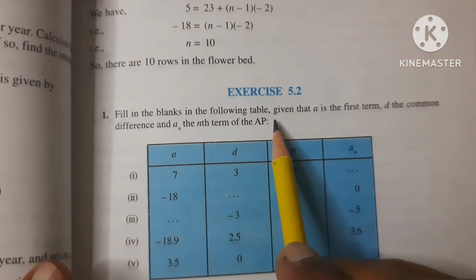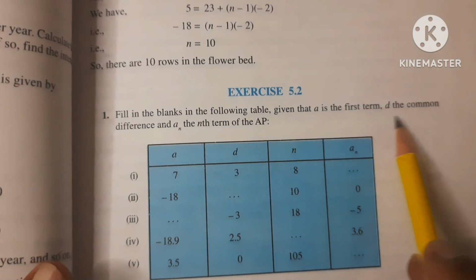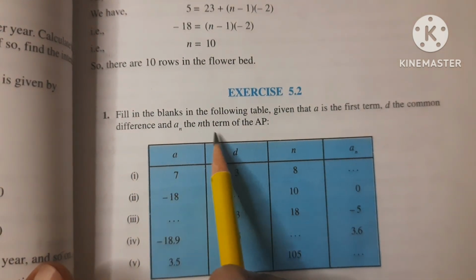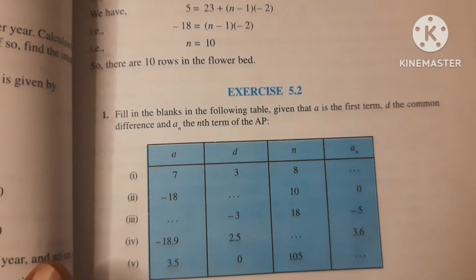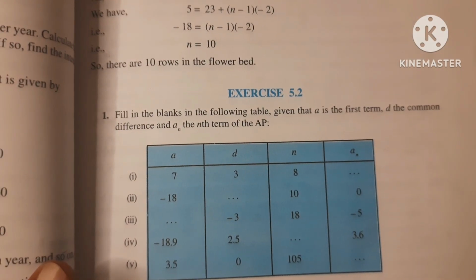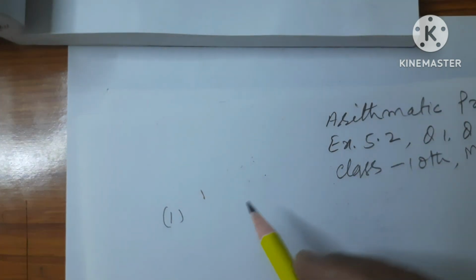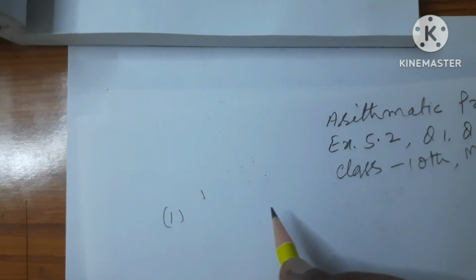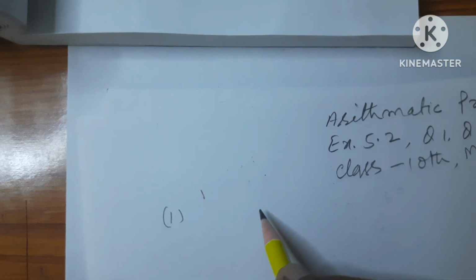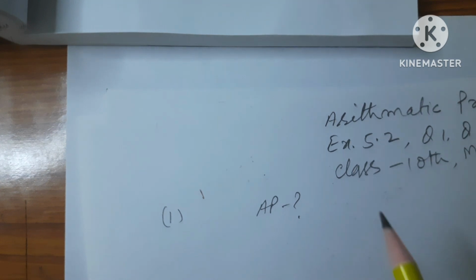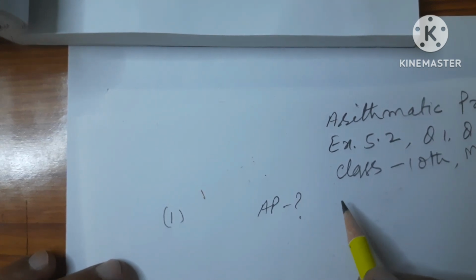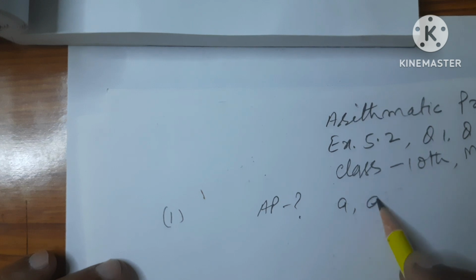fill in the blanks in the following table where a is the first term, d is the common difference, an is the nth term of an AP. So before starting the questions, let us discuss the basics of this exercise. What is an AP? AP is a progression like a, a plus d, a plus 2d, and so on.